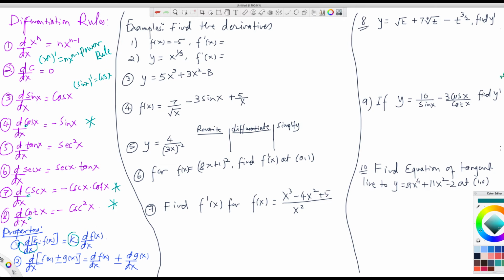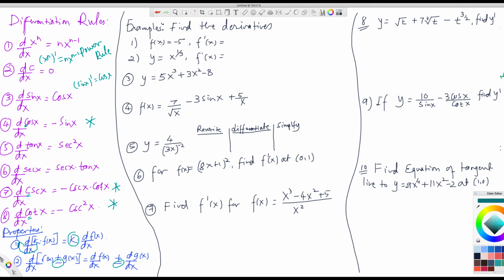Similarly, if there is a sum of two functions or the difference of two functions, this is a difference, right? Then it is the same as finding the derivative separately and then adding them. So what we say is the derivative of the sum or difference is equal to the sum or difference of the derivatives. So you can find the derivative of f of x separately and the derivative of g of x separately and then add or subtract them depending on what sign they have in the middle. Okay, let us do some examples.